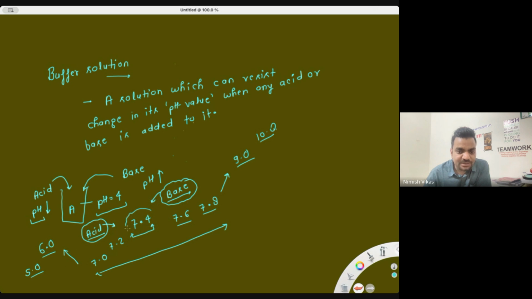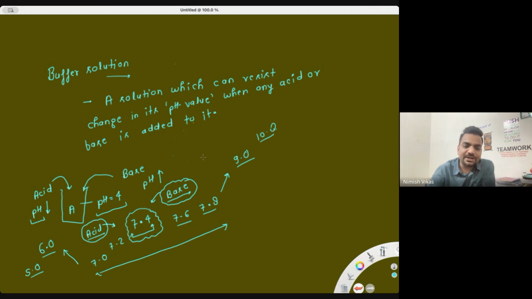Now, how does this work and what actually is a buffer? I will talk about that part. Does anyone want to clarify? If you heard something and you want to re-verify, you can ask me.